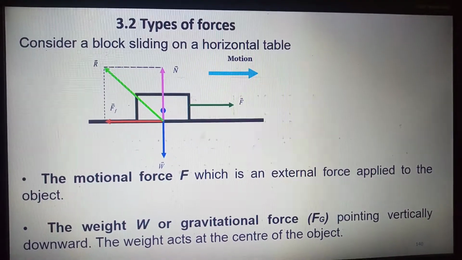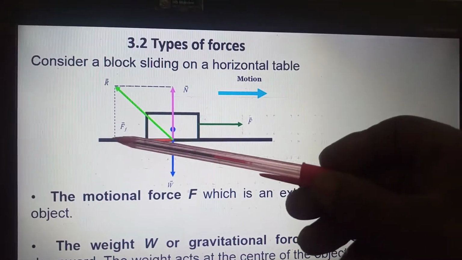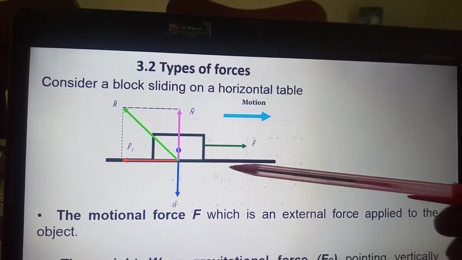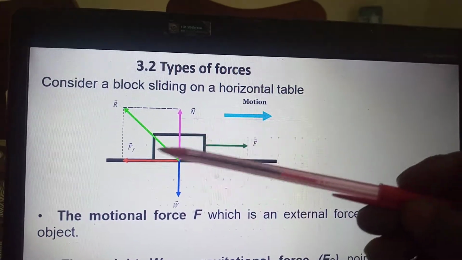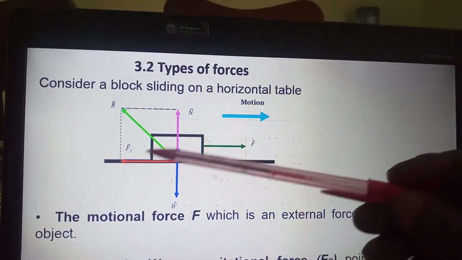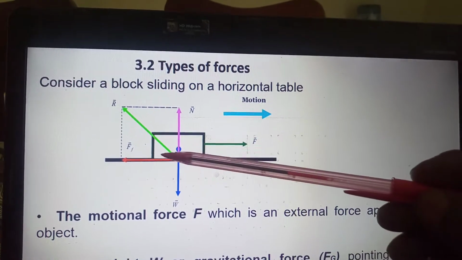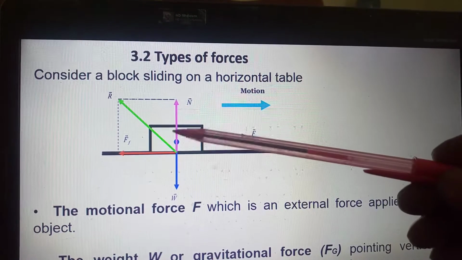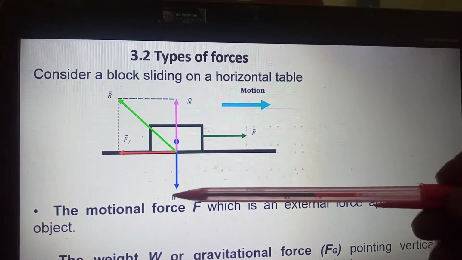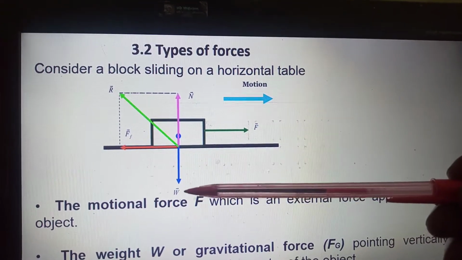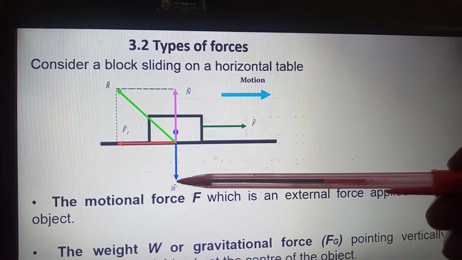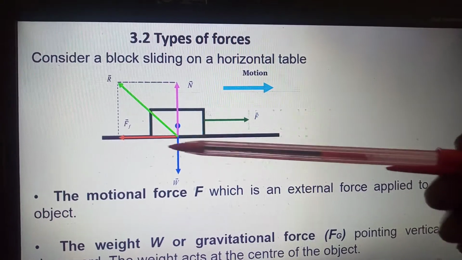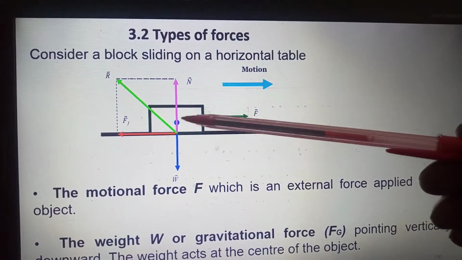Here we consider a block, a body which is sliding on a horizontal table. If this body is placed on this horizontal surface, then this block exerts a downward force on the surface. This force is the weight, or the force of gravity, of this block. And there is a contact force.